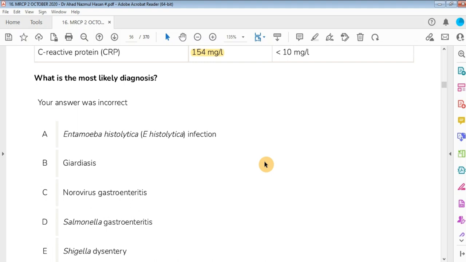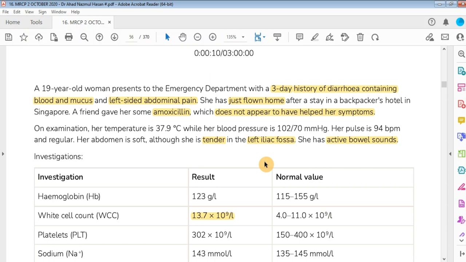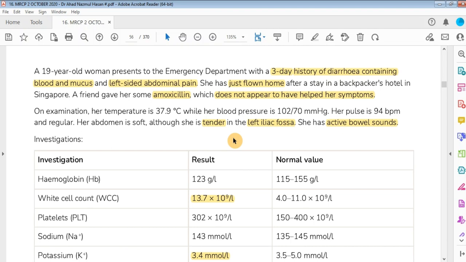So this is a case of infective diarrhea, and step one would be to look for the incubation period. The incubation period here is 3 days. And there is also the bloody diarrhea along with the left iliac fossa pain. So what may be the most likely diagnosis here?